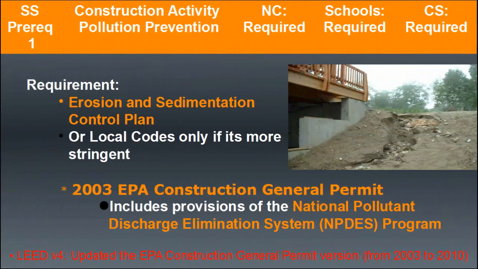The first prerequisite in this section is construction activity pollution prevention. This is required for new construction, schools, and core and shell. The requirement is an erosion and sedimentation control plan, or following local codes if they're more stringent. The standard you need to know is the EPA Construction General Permit, including provisions of the National Pollutant Discharge Elimination System program. In LEED version 4, based on the version 4 draft comment review, that standard goes from 2003 to the 2010 version.